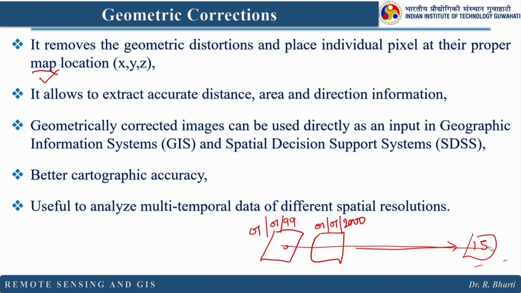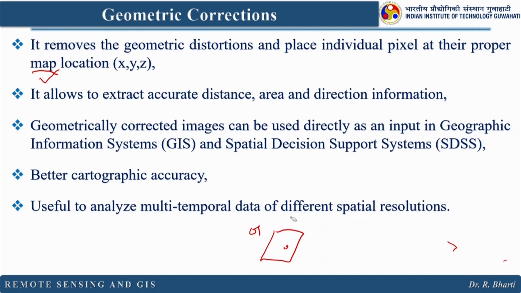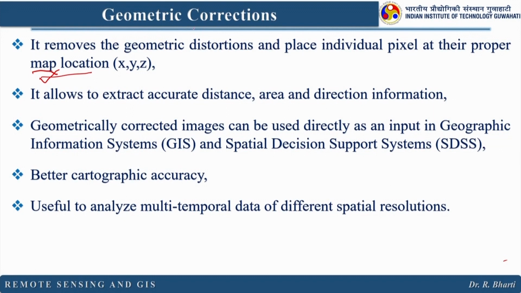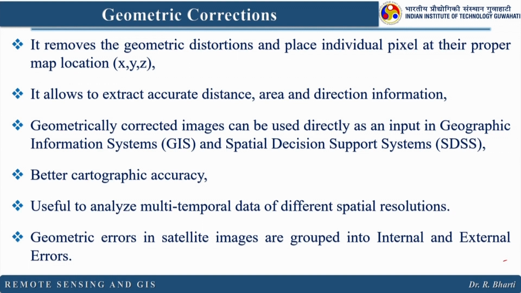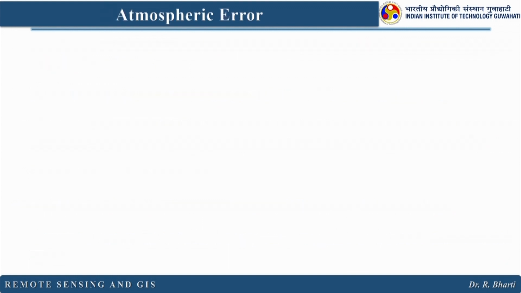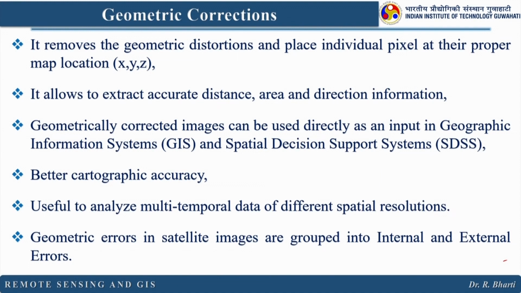So, here basically what I mean to say is multi-temporal data of different spatial resolutions. If your image is geographically or geometrically corrected, then you can easily identify the changes with any other image, right. Geometric errors in satellite images are grouped into internal and external errors. We will see in detail what these internal and external errors are, how we remove them, and how we perform geometric correction for a given image, right.